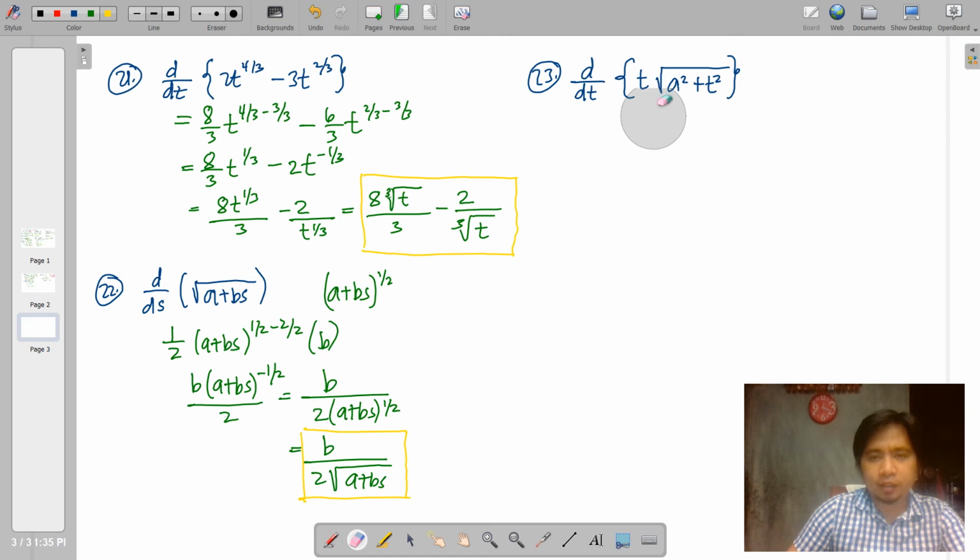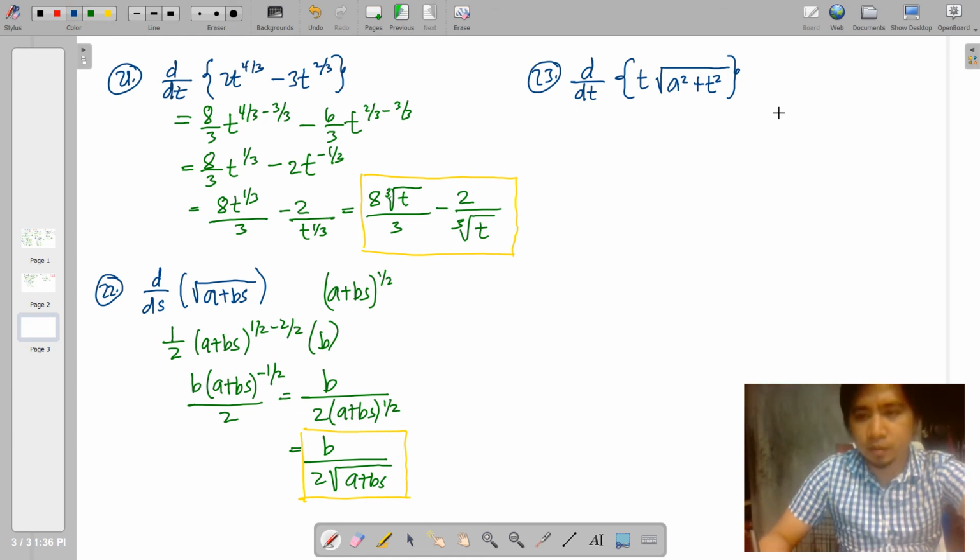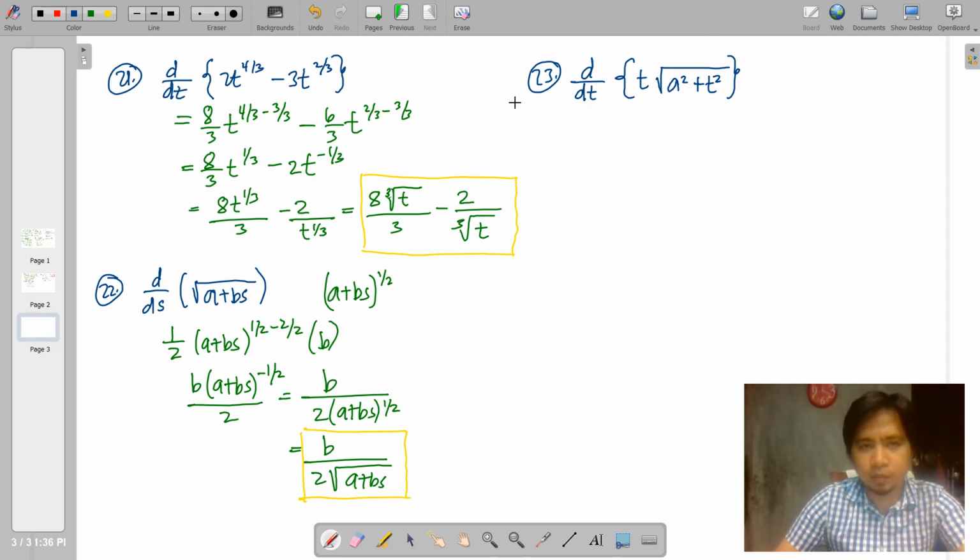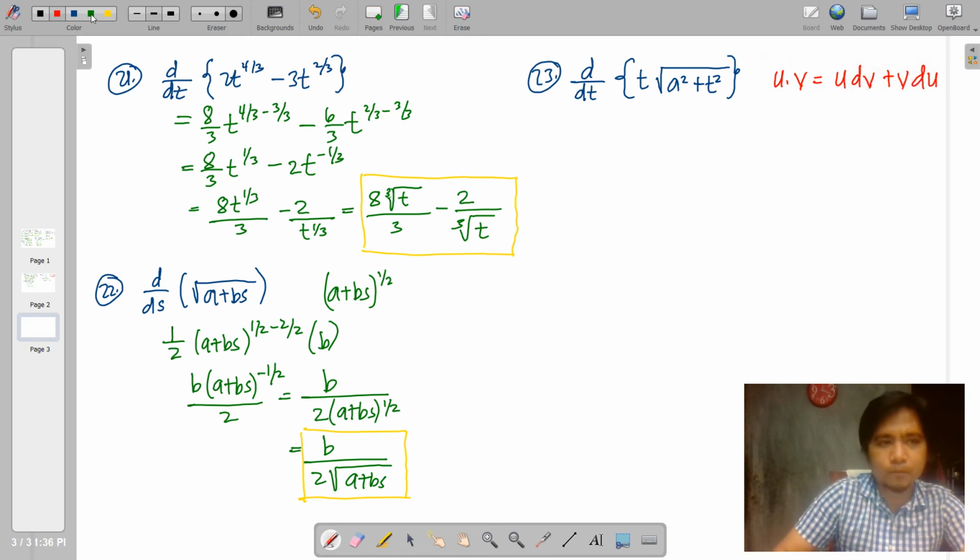And the next, a function in terms of t, we derive that in terms of t. So d over dt is our expression. This time we have a product. So this is a typical product. Remember the formula, u times v. We'll just have to execute u dv plus v du. So what is our u here? This is our u, and that will be our v.